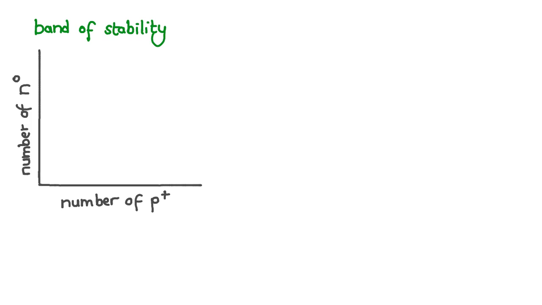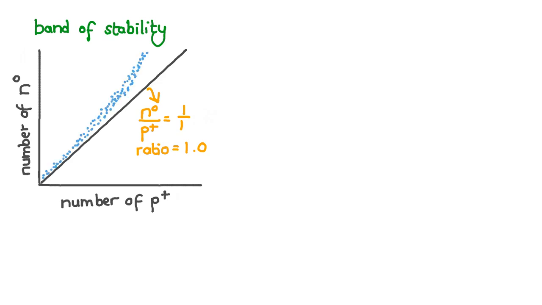The band of stability is a plot of the number of neutrons in a nucleus on the y-axis versus the number of protons on the x-axis. The black line drawn at 45 degrees to the x-axis represents nuclei whose neutron-to-proton ratio is 1:1 or 1/1, and we can just simplify this to 1. The points in blue represent stable nuclei, and this blue band is called the band of stability.